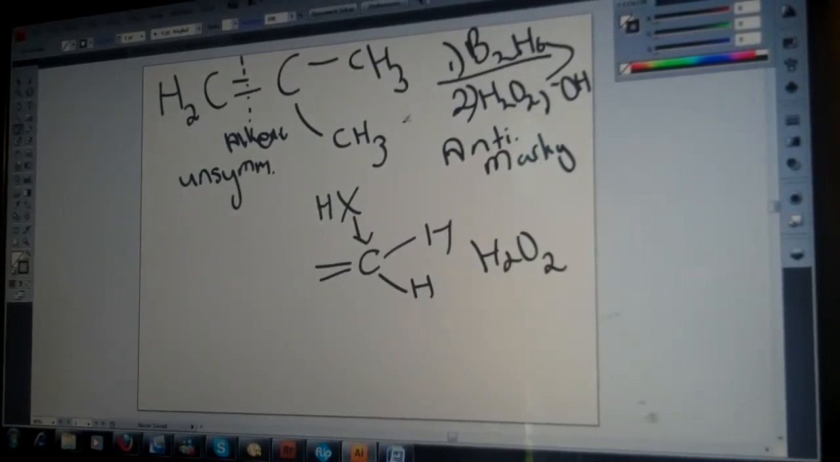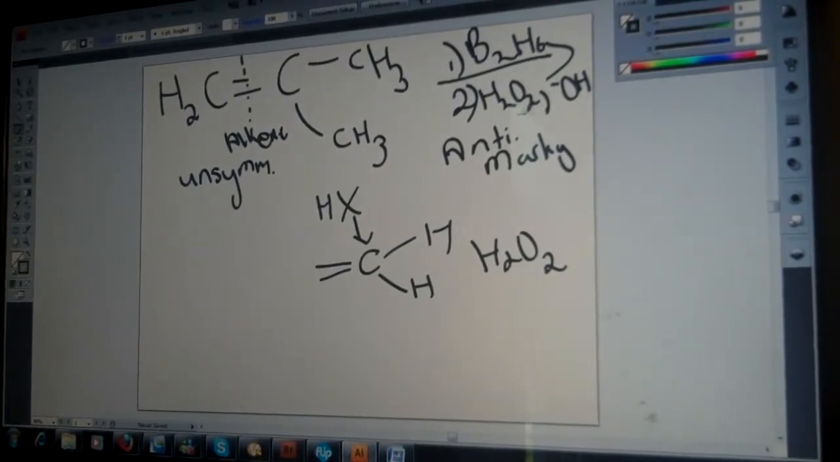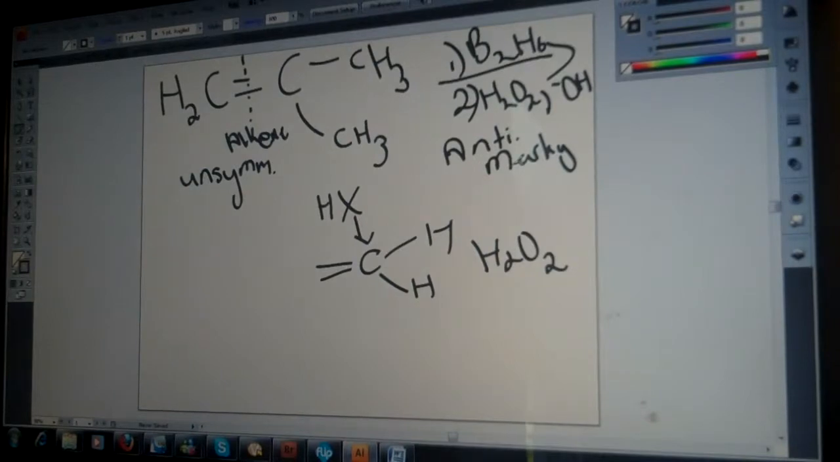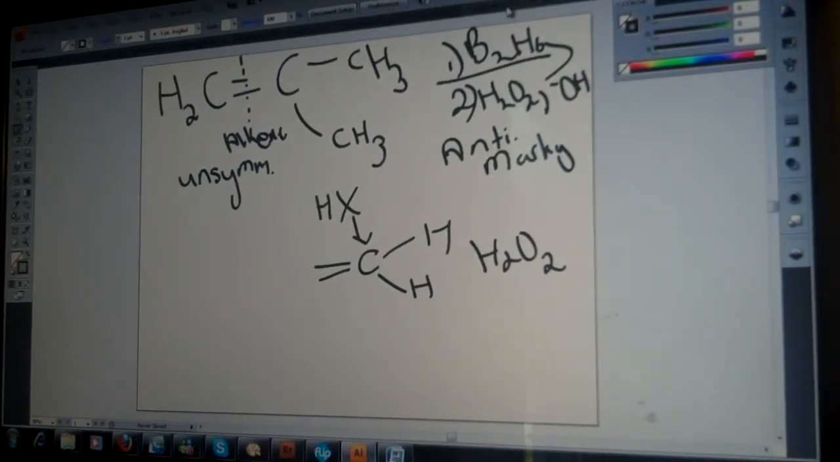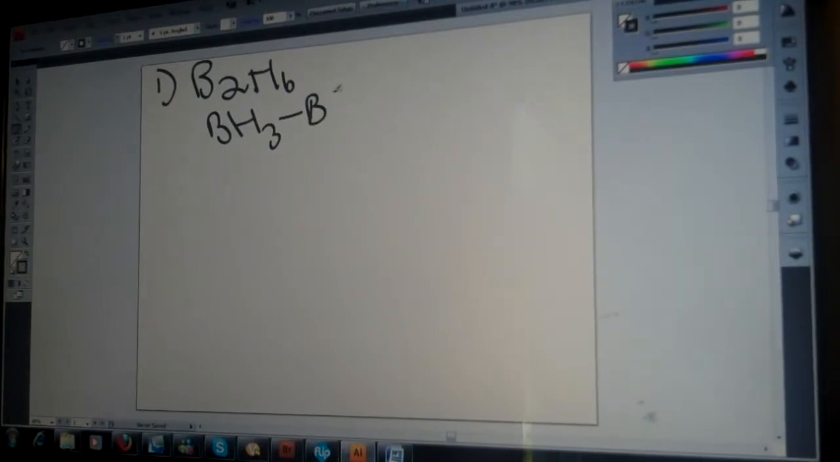So for this question, let us get into how we're going to do anti-Markovnikov with B2H6 and a hydroxy group. So this is the peroxide present that justifies that this is anti-Markovnikov. So let's understand this a bit more. So step 1, you have B2H6. What you would do in this step is separate the B2H6, or break it up, into BH3, BH3.